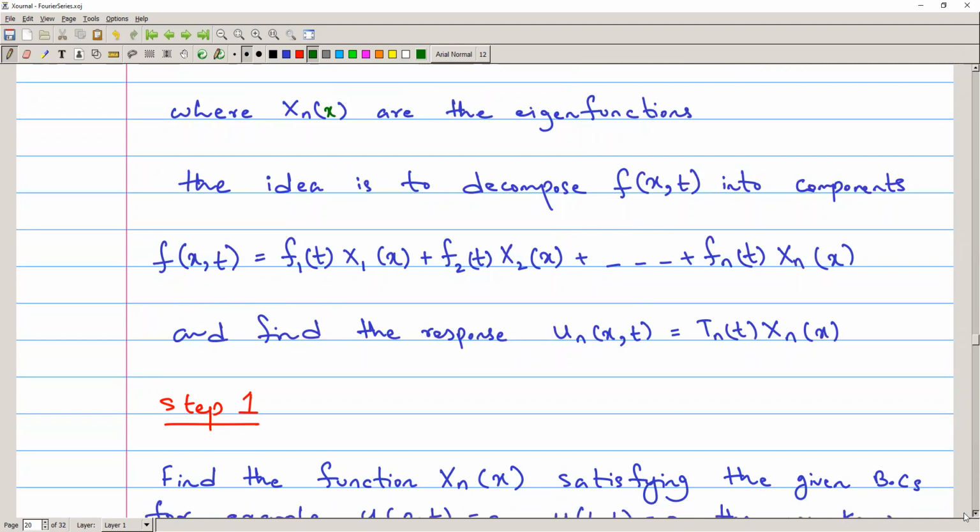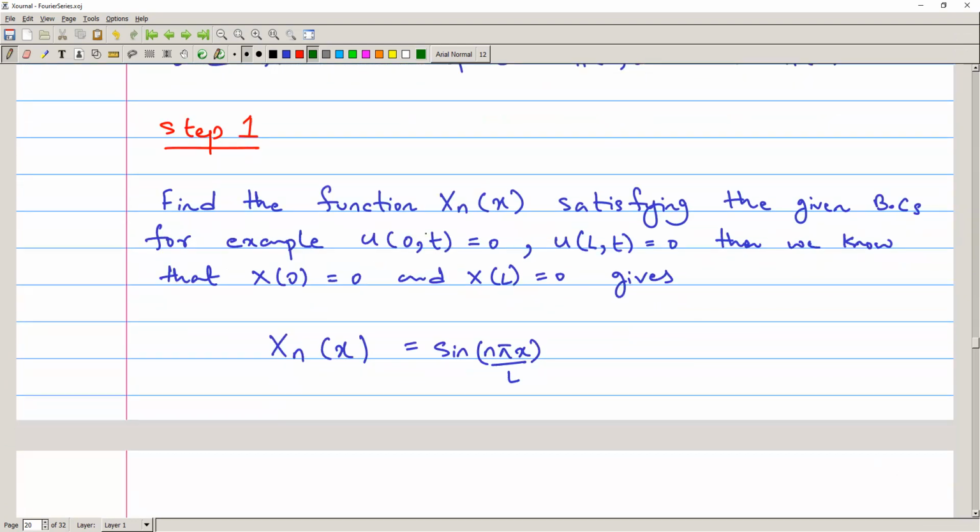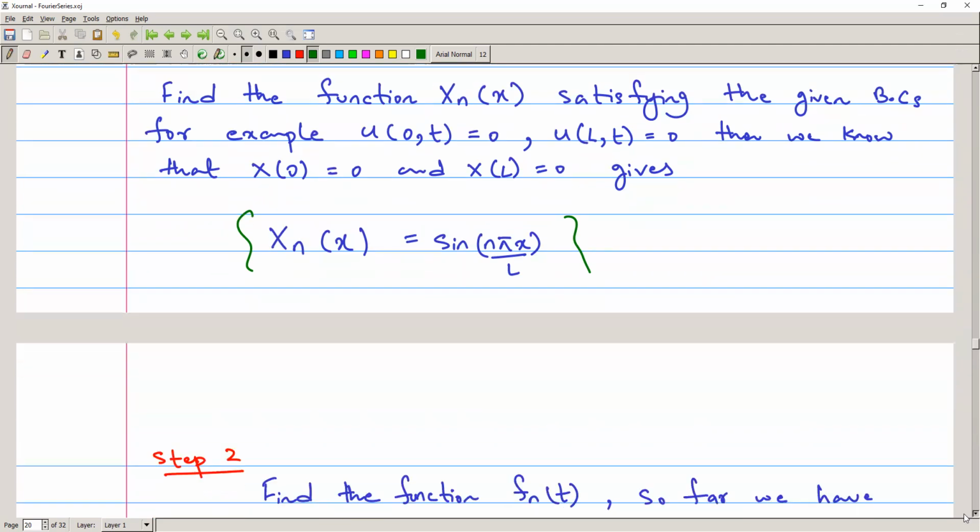So the steps for this problem are: find the function Xn(x) satisfying the conditions. For example, if these are the boundary conditions, that is homogeneous Dirichlet conditions, then we know that X of 0 is 0 from here, X of L is 0, and it gives the eigenvalue only for the third case, that is lambda less than 0, right? And we get this eigenfunction for that corresponding eigenvalue. So this is our eigenfunction, and we are going to expand the solution using this function.